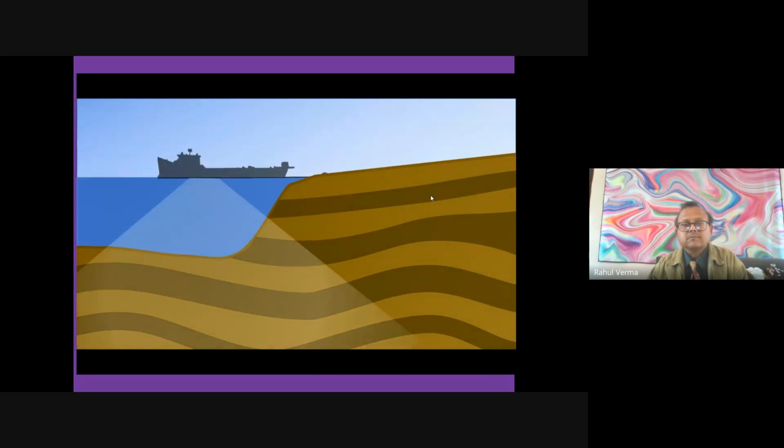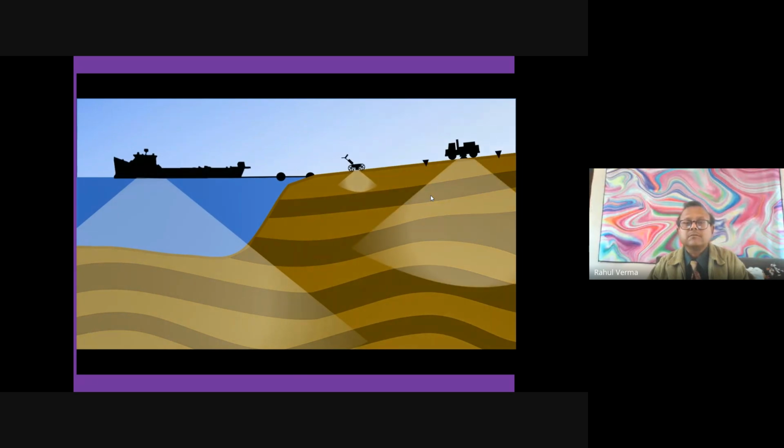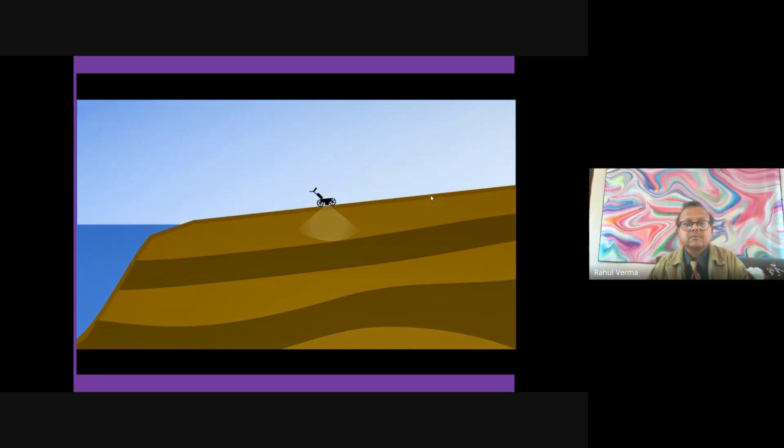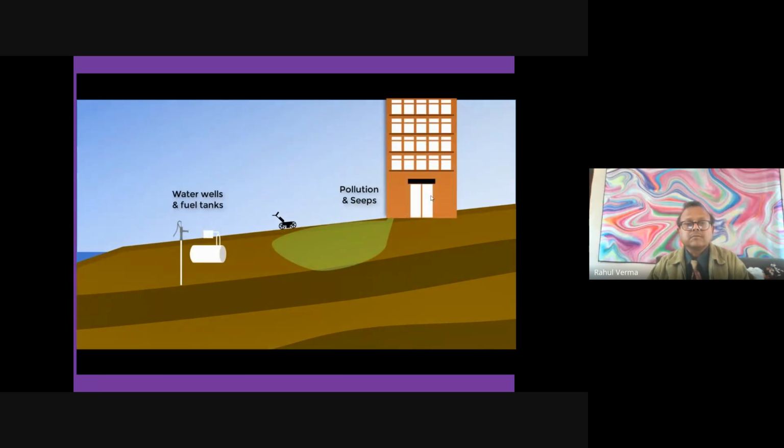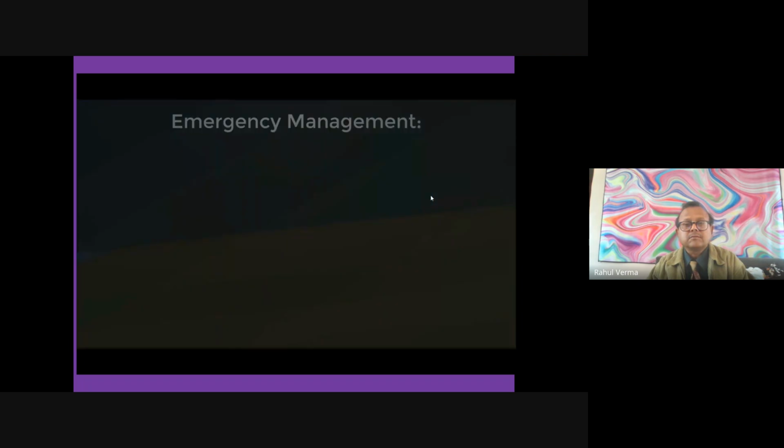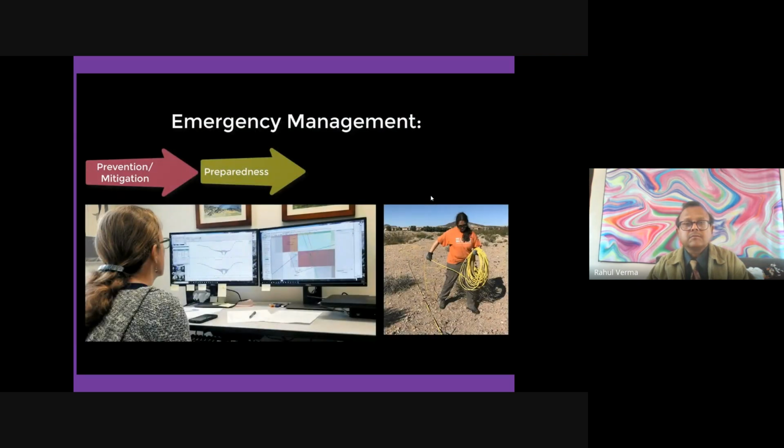Many geophysicists use probes carried by ships, boats, or land rovers to scan for useful resources such as groundwater, metals, and hydrocarbons. Others use them to evaluate human impacts on water quality or to work with emergency management teams for mitigation and planning around natural hazards such as tsunamis, volcanoes, and landslides.